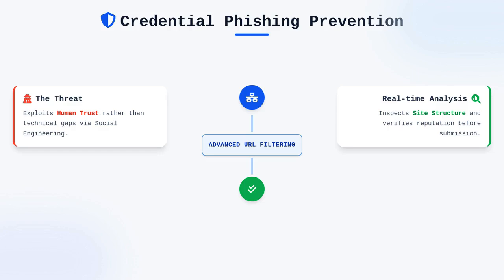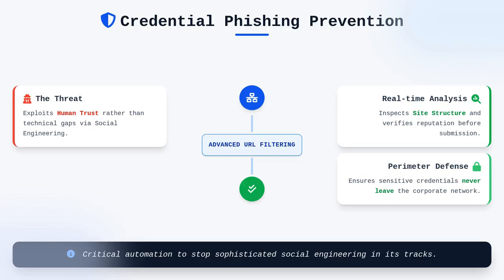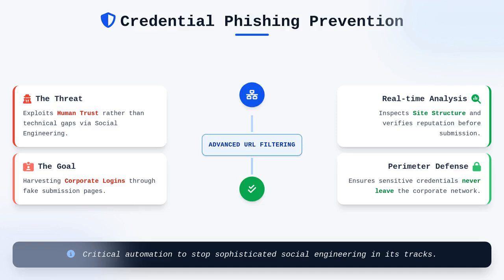When a user attempts to enter credentials into a site that behaves like a login page but lacks a verified reputation, the engine intervenes. You should configure these settings to ensure that sensitive company credentials never leave your perimeter to reach unauthorized third-party services. This automation is a critical defense against attackers attempting to harvest corporate logins through sophisticated social engineering.